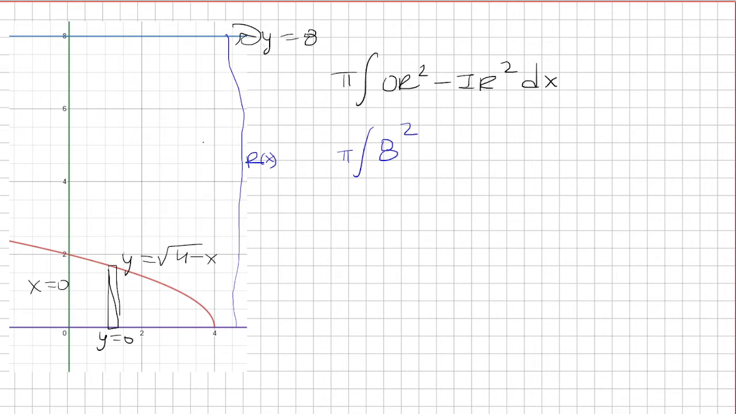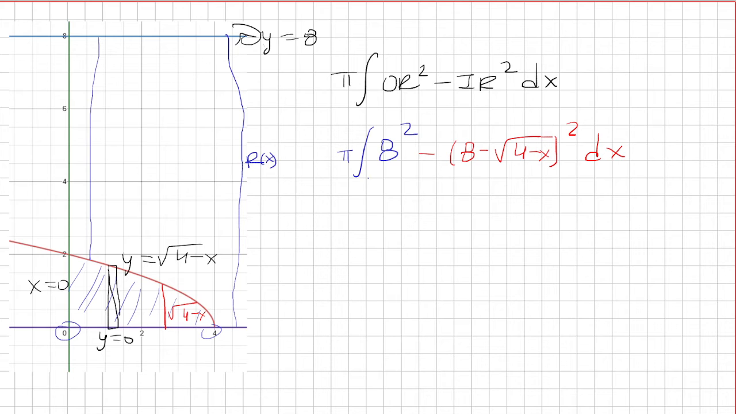And then the inside radius will be the region, but all the way down to the equation y equals the square root of 4 minus x. Now, we know that this region right here is the square root of 4 minus x, and the entire thing is 8. So the difference is going to be 8 minus the square root of 4 minus x. So that's going to be the inside radius. And then we're going from 0 to 4. Okay, so this is what we're interested in because it's bounded by the x and y axis.